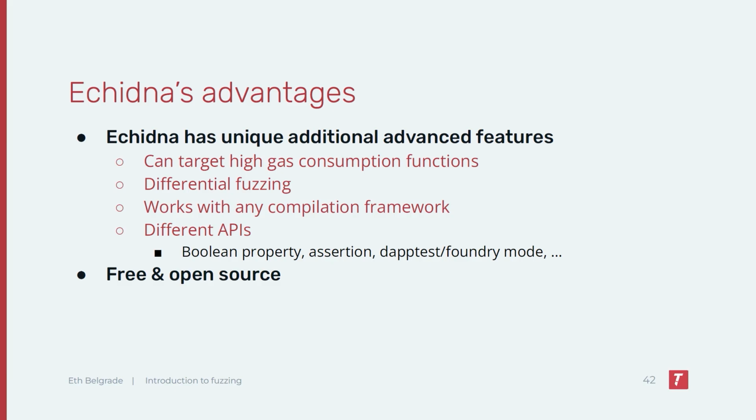A couple of additional things that I did not mention here: we have a lot of additional options, a lot of additional features with Echidna. We have, for example, a mode where we can target high gas consumption transactions. If you want to know if there is some risk of denial of service, we can do differential fuzzing, we can work with any compilation framework, and so on and so on. And yeah, it's free and open source.